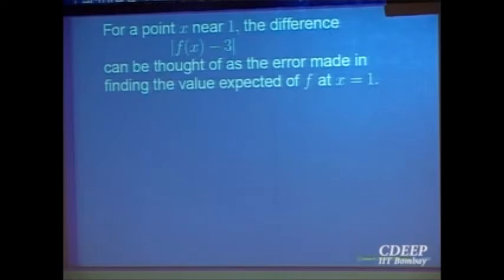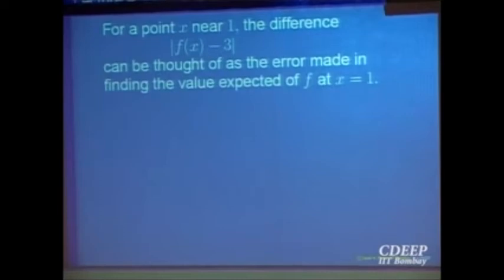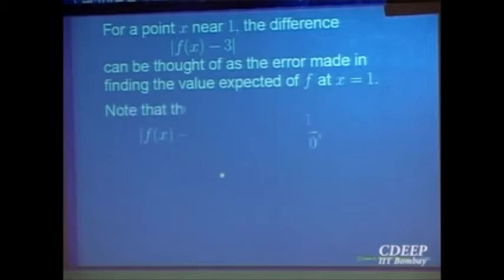When you want to say you should be actually predicting 3, what should you be doing? As x is close to 1, this error should be made as small as you can. If you want to predict the actual value that you are expecting to be 3, then the error should be made small, ideally equal to 0. So it should be made as small as we want. The idea is, I want to make this error small.